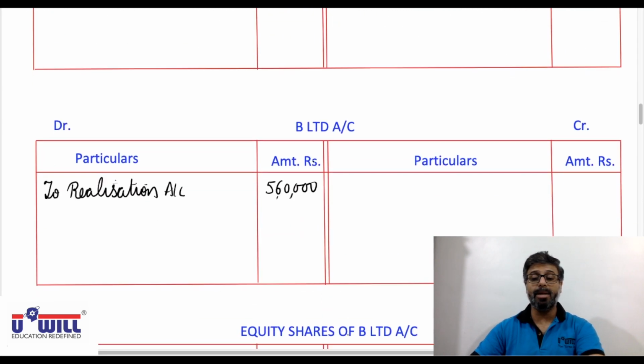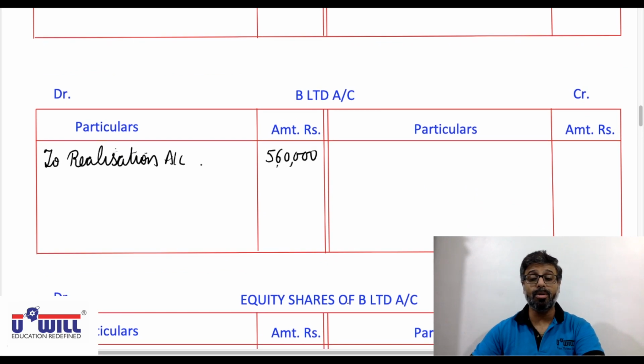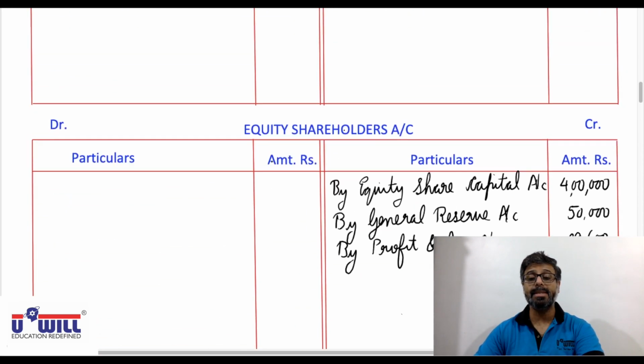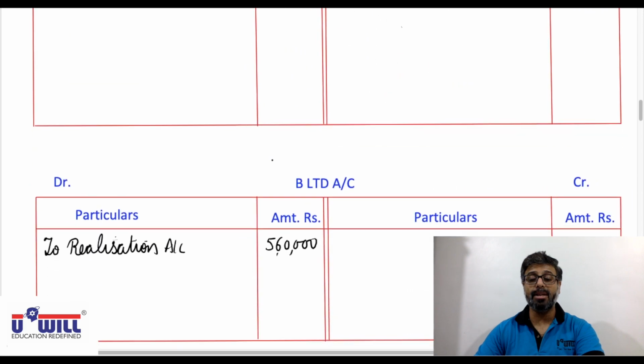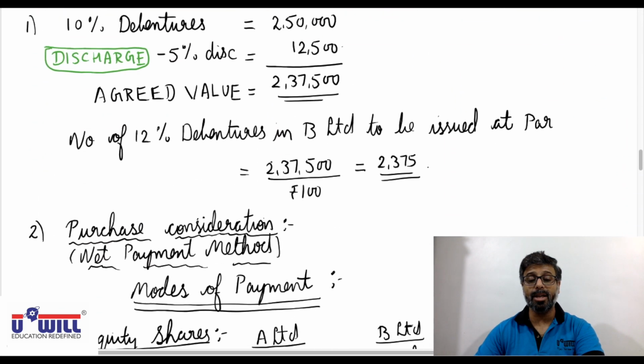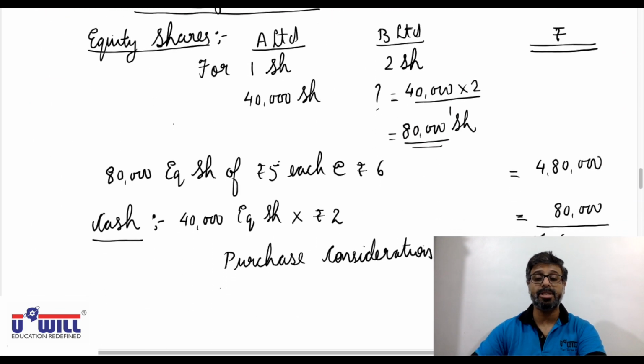B Limited account debit, so B Limited account on the debit side to realization account. Next, purchase consideration received. Now look at working note 2. How is this purchase consideration received? Equity shares we have received of 4,80,000. Cash we have received of 80,000.